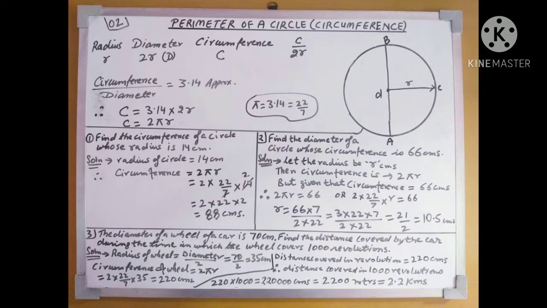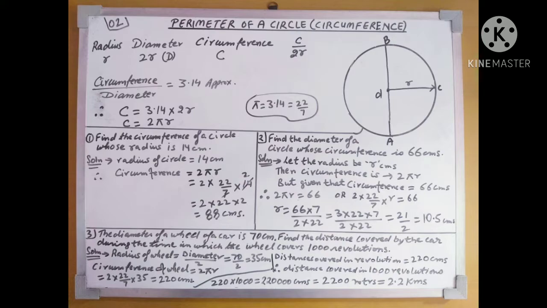So let's start. I have drawn a circle on the right top. Focus on this one and keep listening to me very carefully, right? We have the radius CD and we have the diameter AB. So if you observe carefully, you will find that the diameter is twice the radius, right?